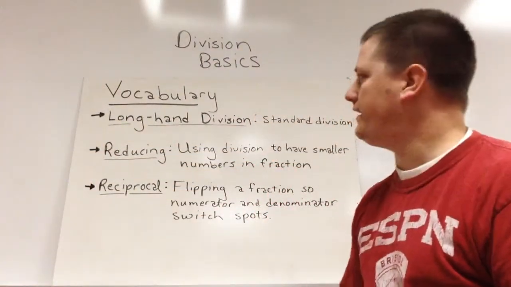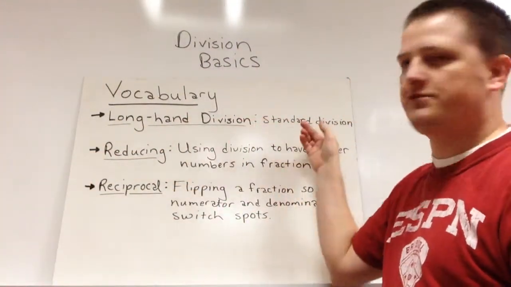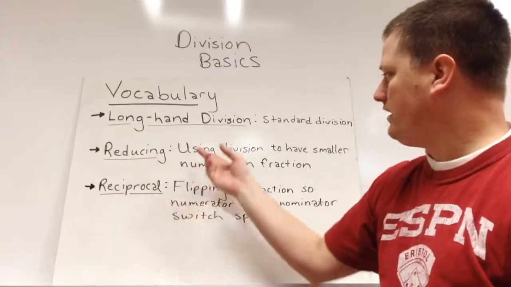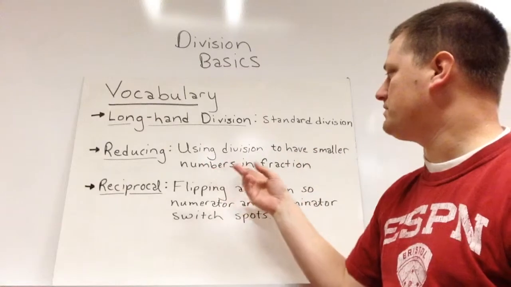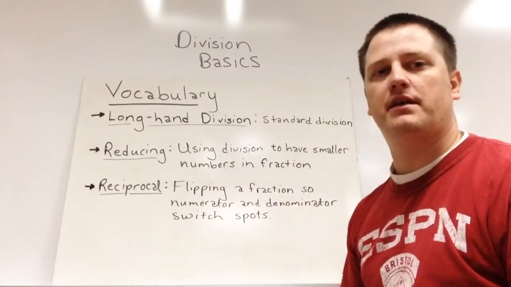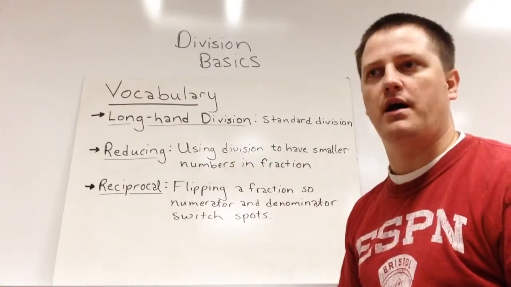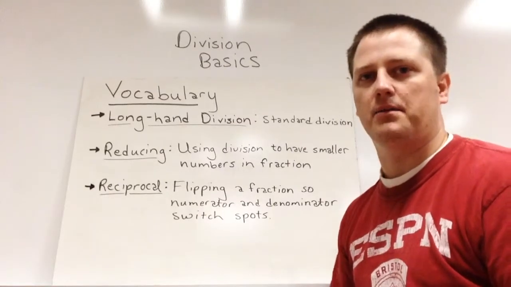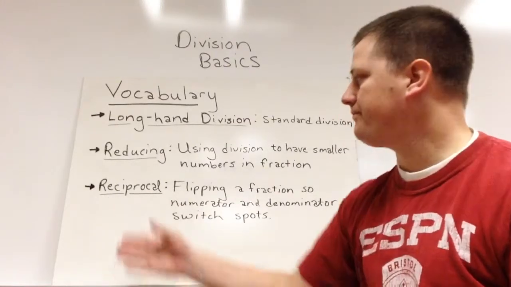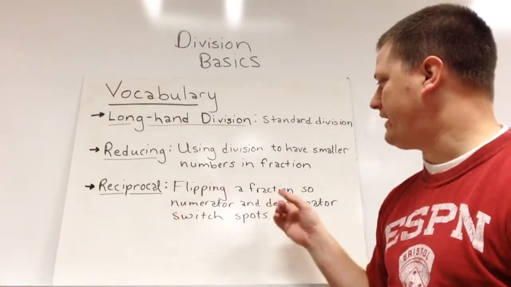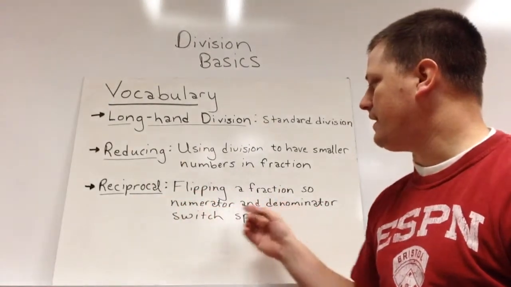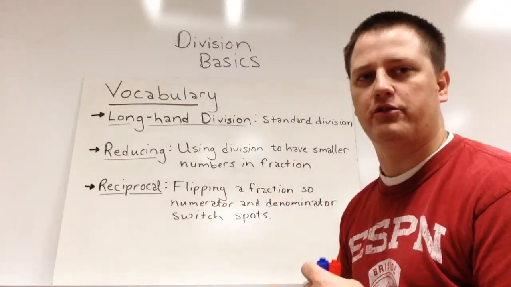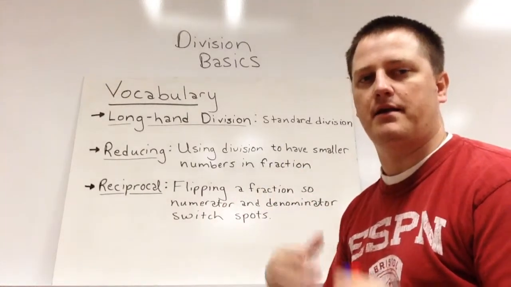Our vocabulary is longhand division. This is our standard division, what you've learned in the past. Reducing, using division to have smaller numbers in fractions. So basically, it's division, it's looking at a fraction and using division to make it a little bit easier fraction to deal with. Reciprocal, flipping a fraction so numerator and denominator switch spots. So instead of the numerator being on the top, it goes to the bottom, and the denominator goes to the top.